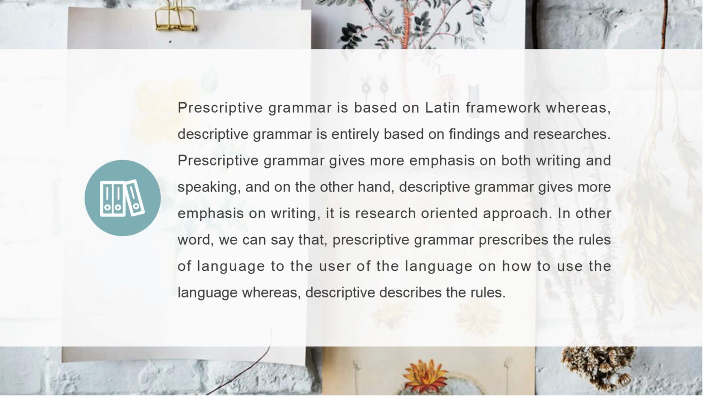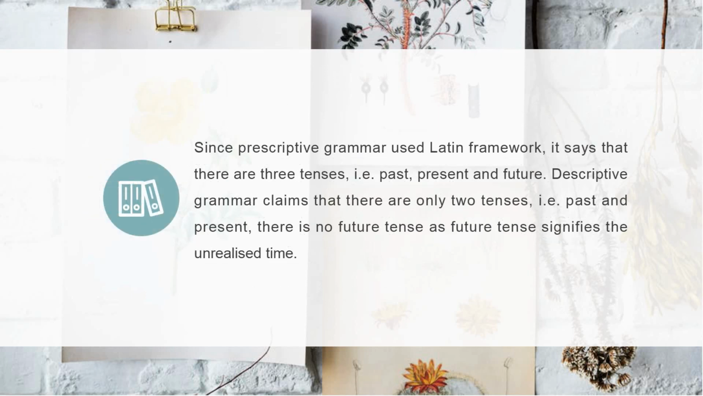Prescriptive grammar gives more emphasis on both writing and speaking. And on the other hand, descriptive grammar gives more emphasis on writing. It is a research-oriented approach. In other words, we can say that prescriptive grammar prescribes the rules of the language to the user of the language on how to use the language, whereas descriptive describes the rules.